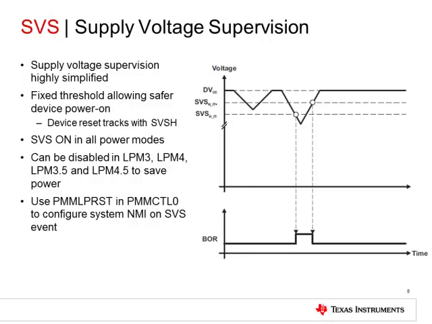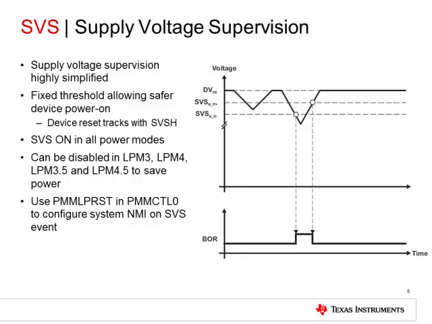As mentioned in the previous slide, the PMM provides a means for DVCC and the internal core voltage to be supervised. When the device is powering up, the SVS ensures that a power supply is stable and available before releasing the device from reset. The SVS is on by default at power-up, ensuring that the device only starts to execute code when a clean supply rail is present.